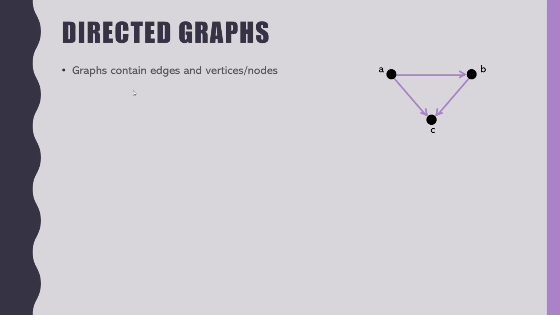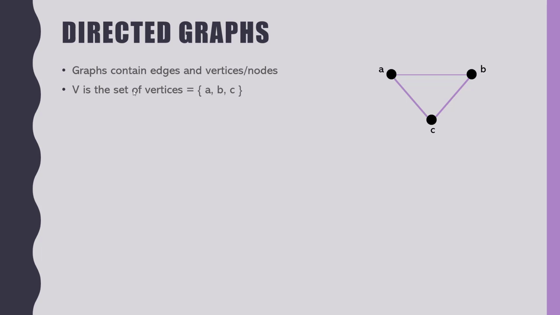Well, this path going from A to B, as you can see there, and from A to C, and then from B to C. That's a path. It's also an ordered pair, right? AB, AC, and BC. You see that? That's how you can represent them.